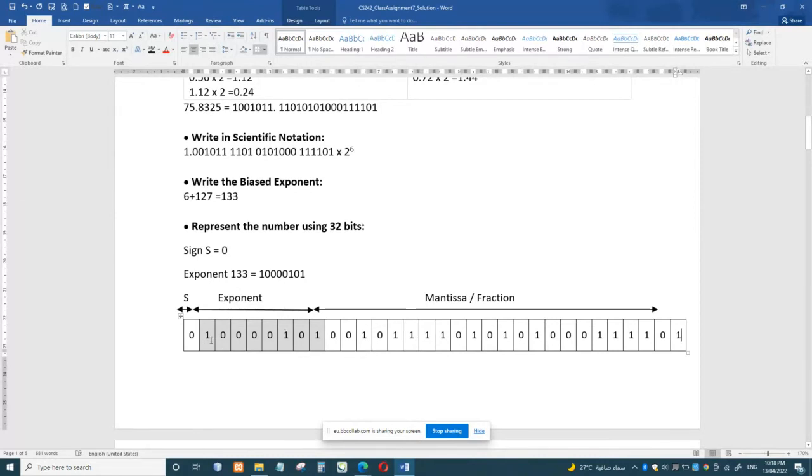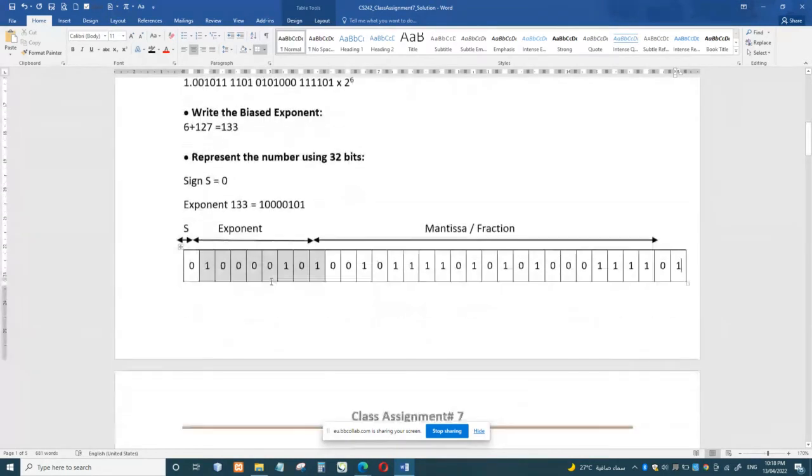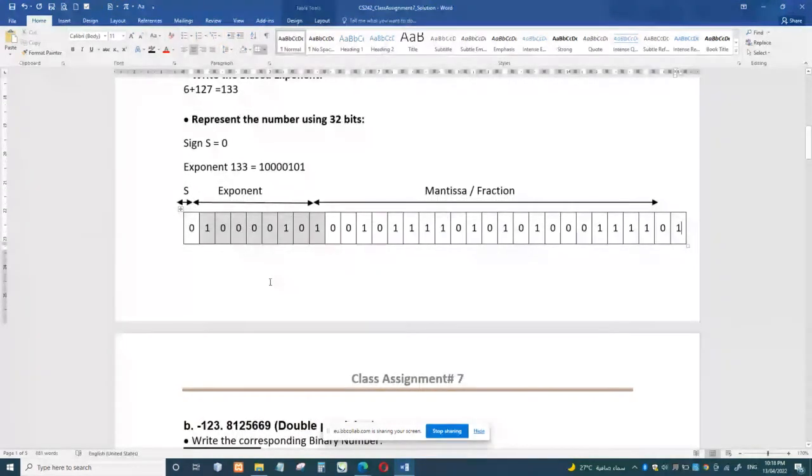So you can see that this is the actual representation of your 75.8325 in computer memory. That is the way the number 75.8325 will be stored in computer memory using 4 bytes. Is it clear to everyone? Can I go to the next problem? Yes.